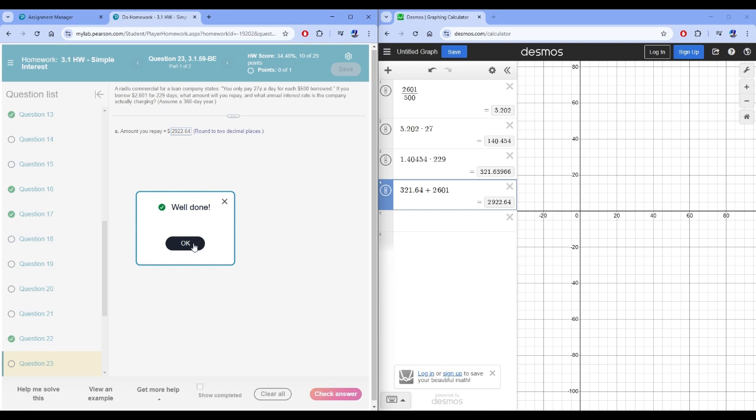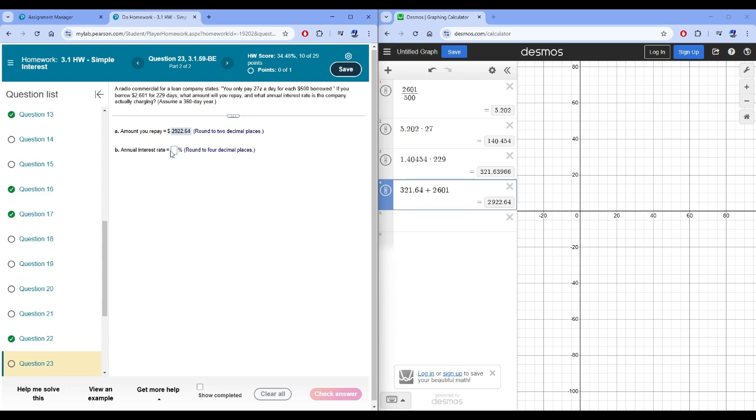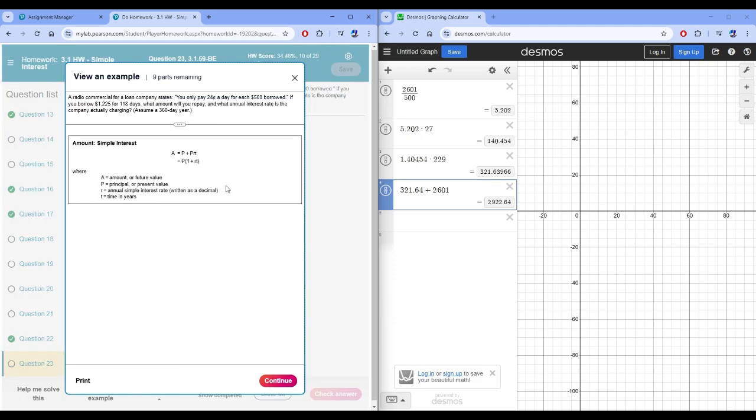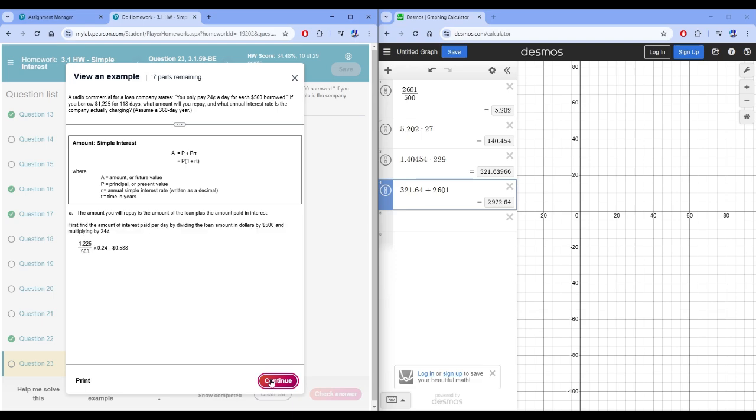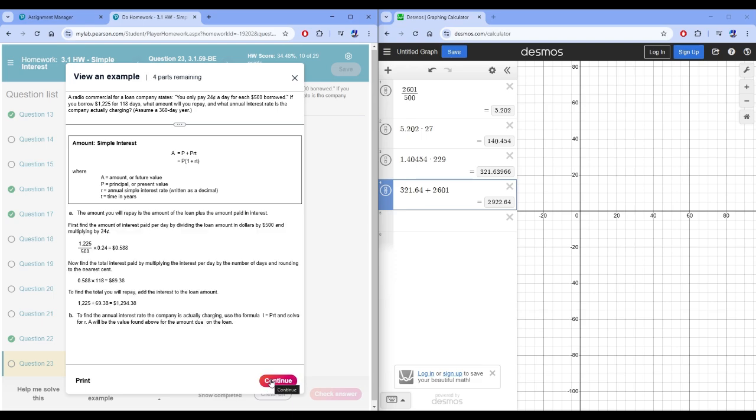Okay. Find the annual interest rate. Wow, I can't believe I was off by a decimal. I'm marking you wrong. Okay. I'm just going to view the example so I don't waste my time, because I'm a little frustrated right now. That kind of was annoying.